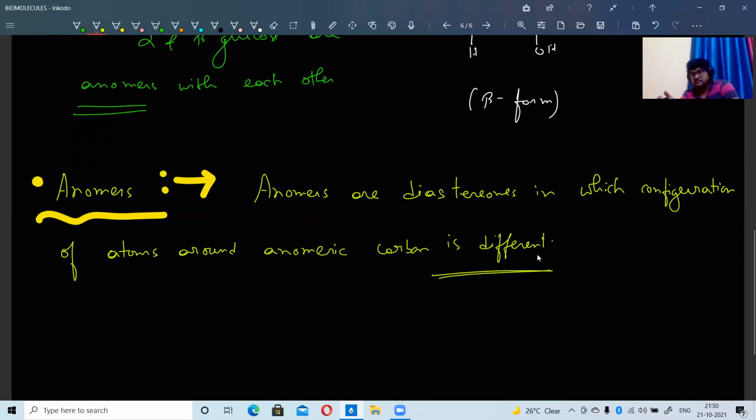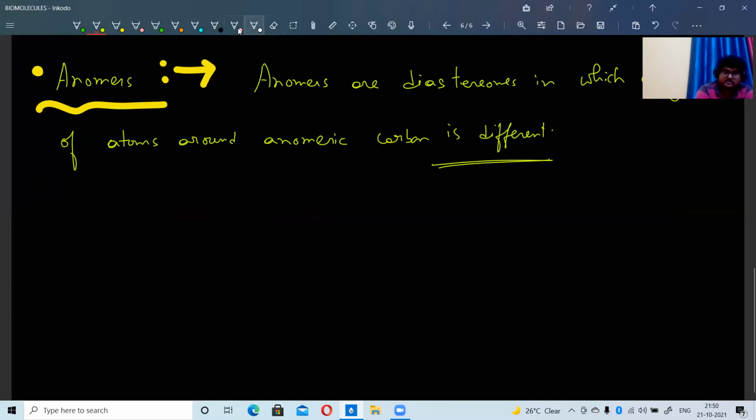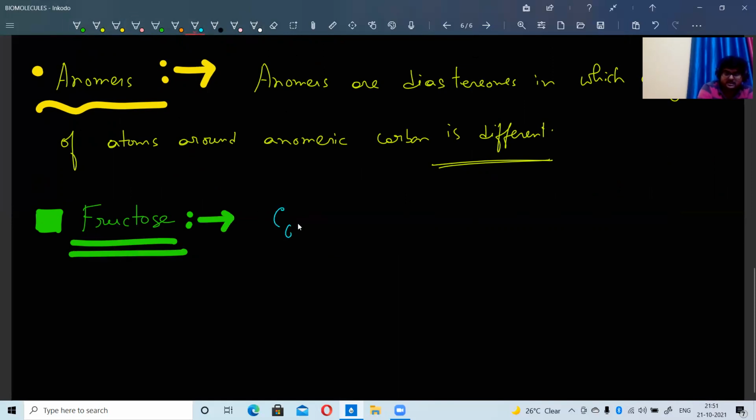Then we are moving to another important monosaccharide, which is fructose. So just write down fructose. Now, what is fructose? Fructose is C6H12O6. What will be the molecular mass? The molecular mass is 180. Always remember, glucose and fructose are both functional isomers.